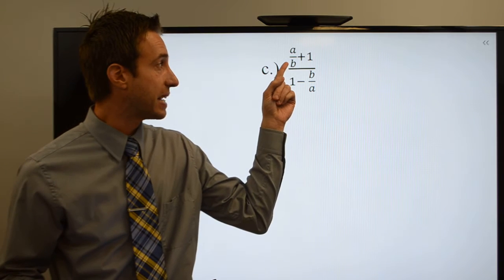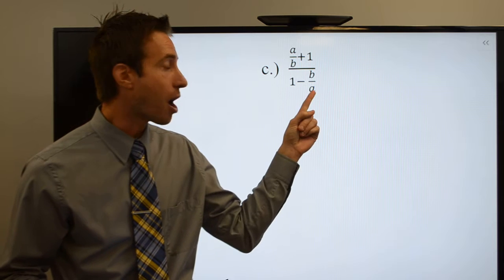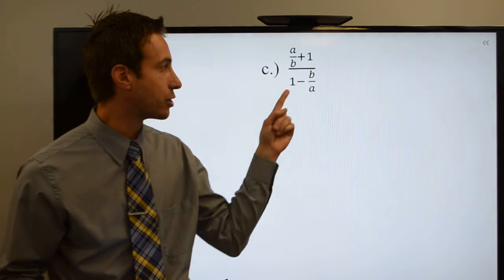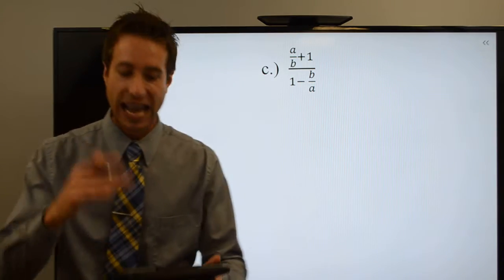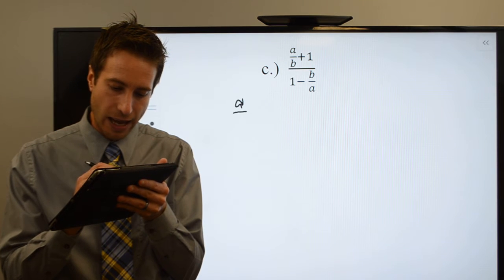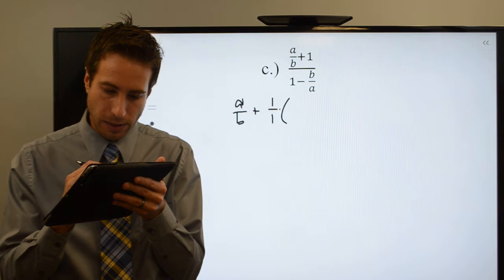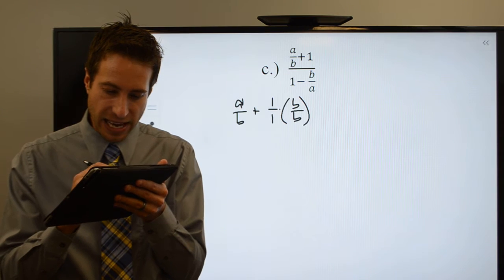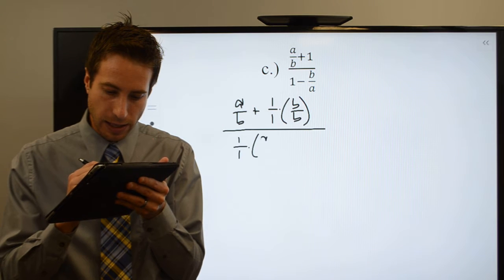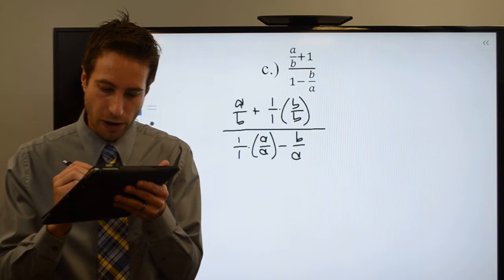The denominator is b, so I'm going to need a b in the denominator. This one, so I'll just multiply top and bottom by b. In the bottom, the denominator is a. So I'm going to need a denominator a here as well, and that just means multiply top and bottom by a. So let's go ahead and take care of all of that so that I have a over b plus 1 over 1 times b over b. In the bottom, it's going to be 1 over 1 times a over a minus b over a.